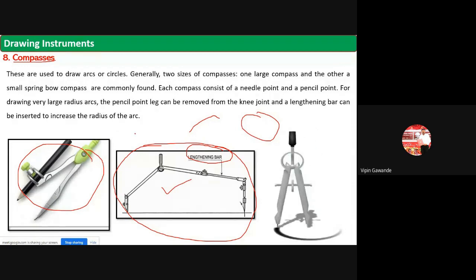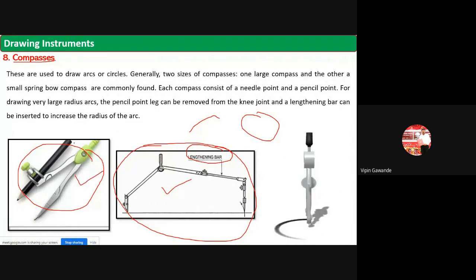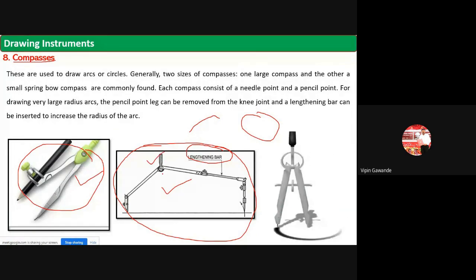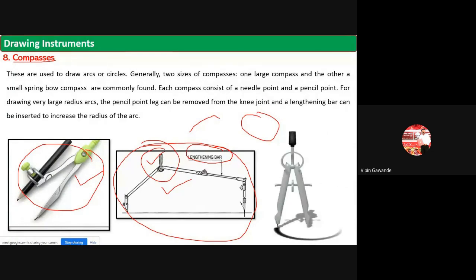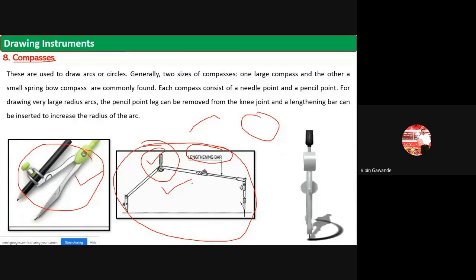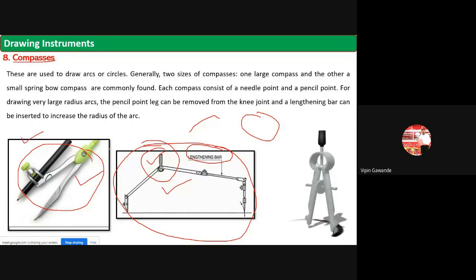Okay, so for our construction, you can go for the simple one, or you can use this one also. If it is possible, purchase this one, not one that much bigger. We require only something smaller than this one. Okay, we require these things in our unit number 3, for construction of the arcs and the circles.